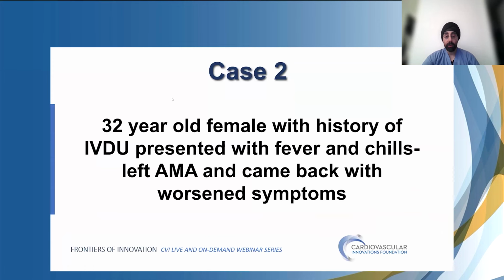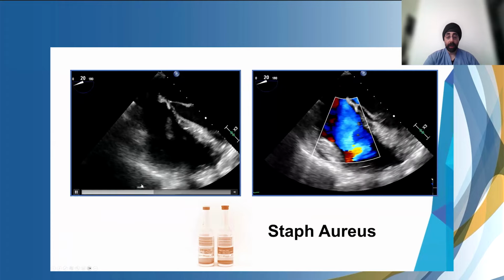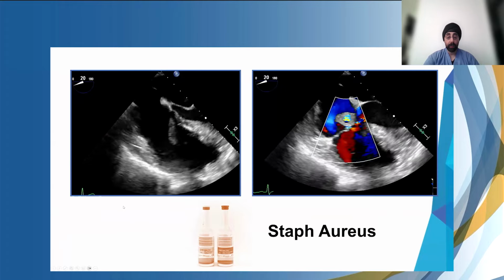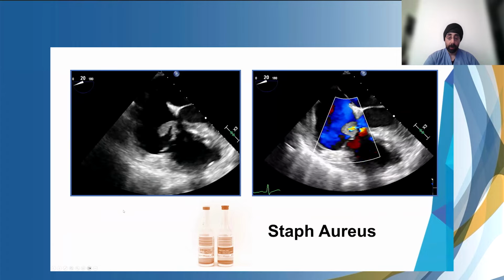I'm going to go to case 2 quickly because I want to make sure we have time for Nadira and Paul's excellent case. It's a 32-year-old woman with a history of IV drug use, presented with fever and chills, then left AMA and came back with worsened symptoms. You can see here, again, a pretty significant vegetation adherent to the valve.